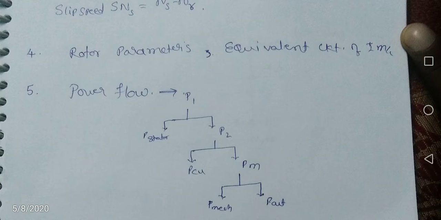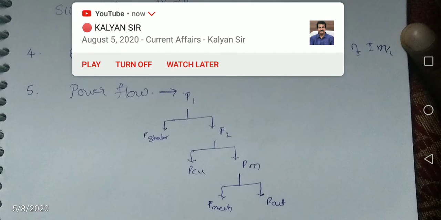After that, PM power is available at shaft. That shaft is input power. So in that some power is wasted in the manner of mechanical losses, and after that the remaining power is available at shaft, that is P out, available at shaft, that is output power. So after power flow diagram, there is a torque equation.